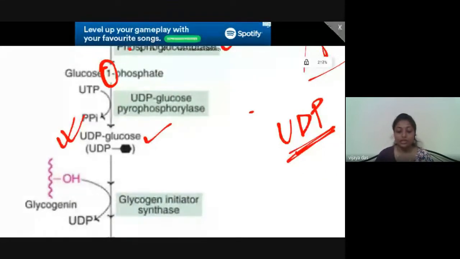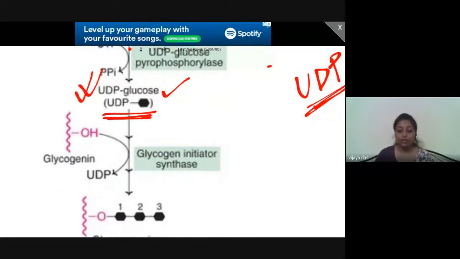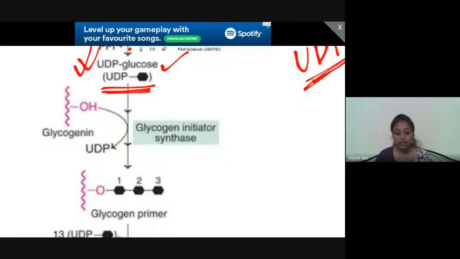So you see that this step shows how the UDP got bound with the glucose. Now after this, we have one glucose which is bound to UDP. To start our process, we need to understand that when glycogen is formed, first there will be a glucose which binds with UDP, and then this glucose will bind with a big molecule called glycogenin.